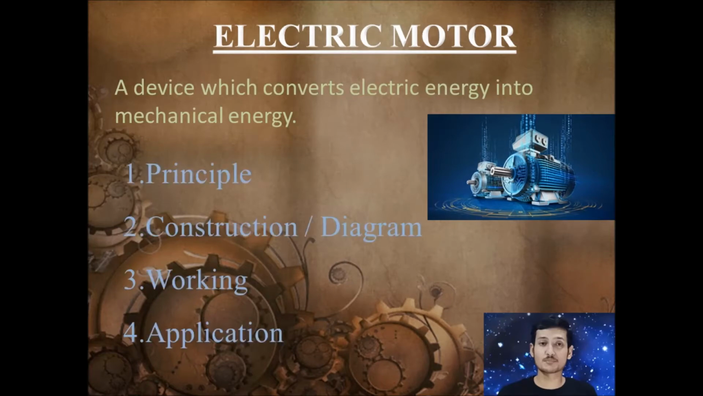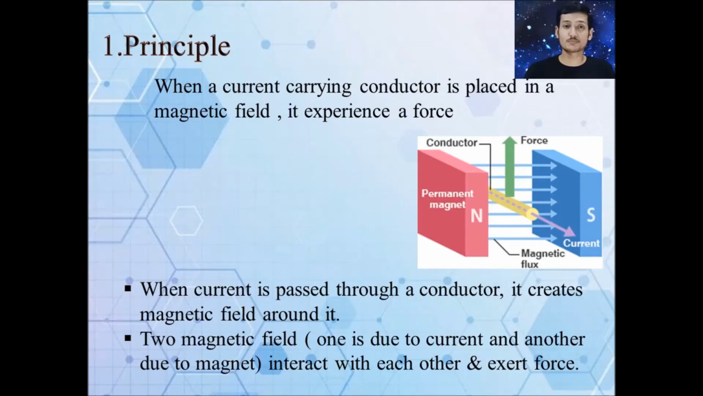Now, whenever we talk about any machines or any equipment, we talk about four things. First is what is its principle, what is its construction diagram, what is its working, and where it is used. So let's see one by one. First, its principle. It works on the principle of force in a magnetic field.